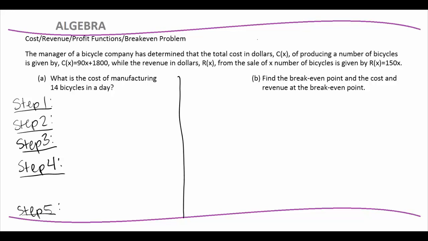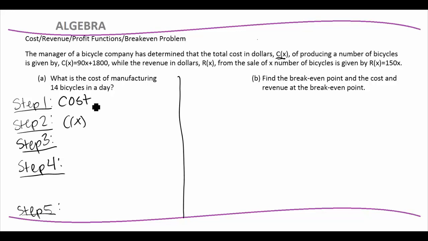Start with part A. What is the cost of manufacturing 14 bicycles in a day? Step 1, determine what you're looking for. We are looking for cost. Step 2, assign a variable to represent what you're looking for. That was given to us in the problem. C of X is cost.